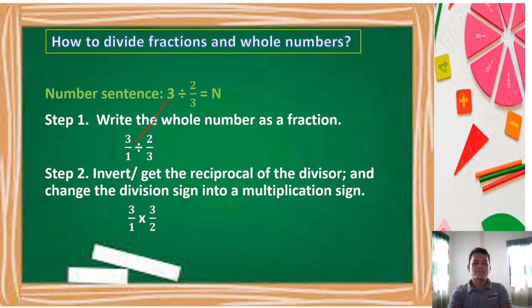Then let's have step 2. Invert or get the reciprocal of the divisor. So where is our divisor there? Our divisor is 2/3. So what is the reciprocal of 2/3? If we are going to invert that, we will have 3/2. Then change the division sign into a multiplication sign. So the division sign will become a multiplication sign.